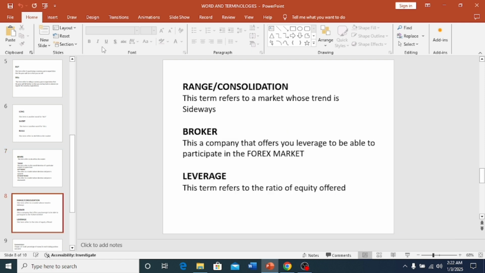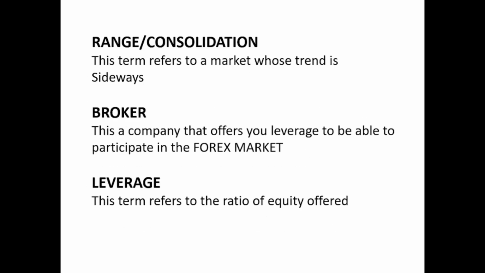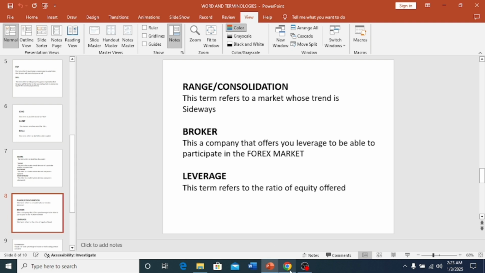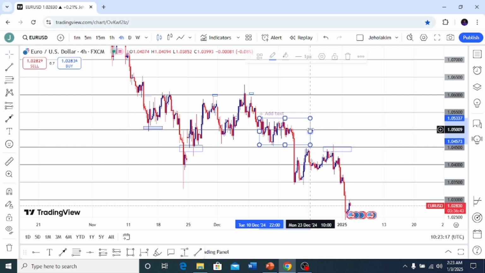Let's move further. So we have range and consolidation. Range and consolidation. This term refers to a market whose trend is sideways. Let me go back and show you what I mean. Trend is sideways. Now this box that I put on here, the market has been ranging.